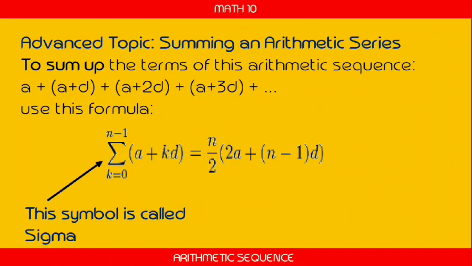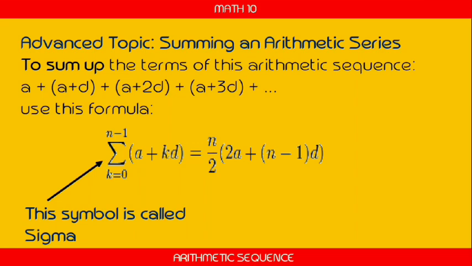Advanced topic: summing an arithmetic series. To sum up the terms of this arithmetic sequence, A plus (A plus D) plus (A plus 2D) plus (A plus 3D), and so on, use this formula: the sum from k equals 0 to n minus 1 of (A plus kD) is equal to n over 2 times (2A plus (n minus 1) multiplied by D).